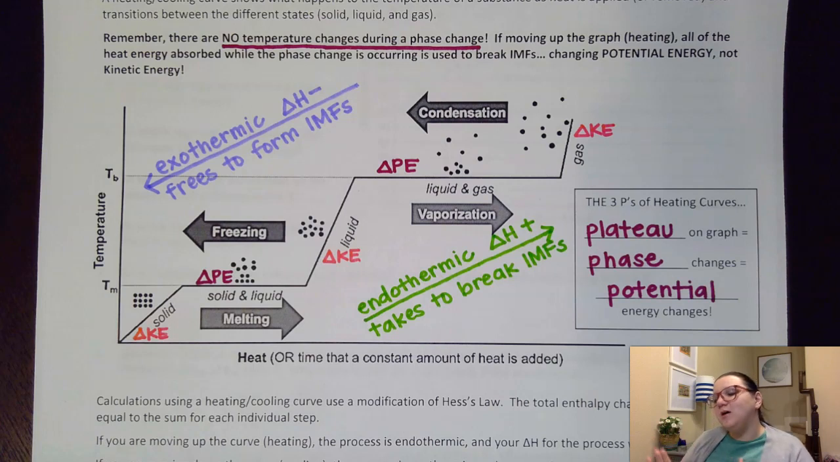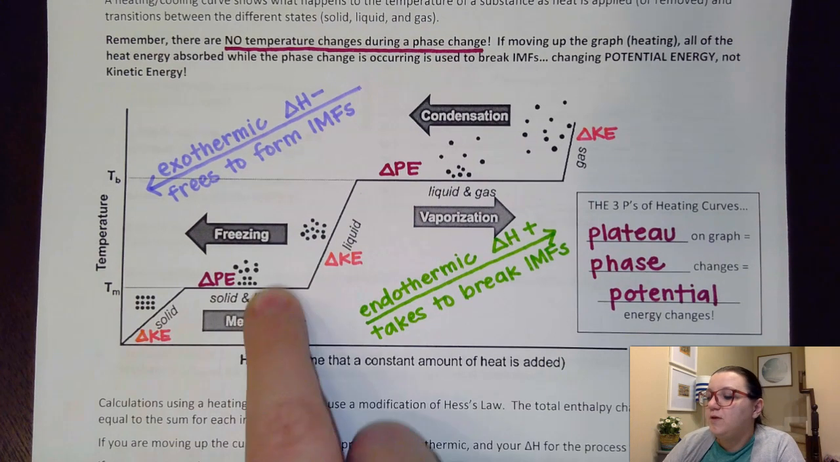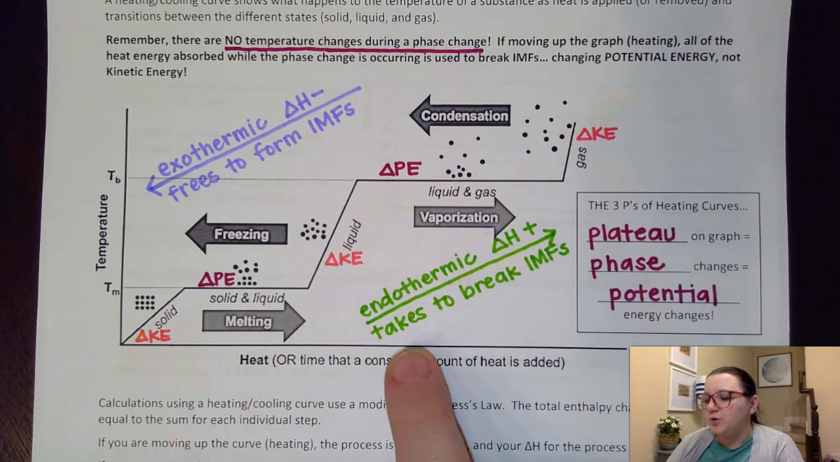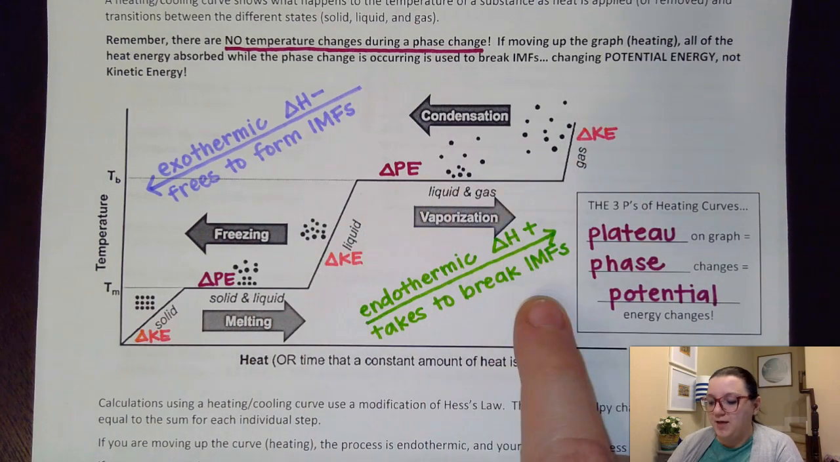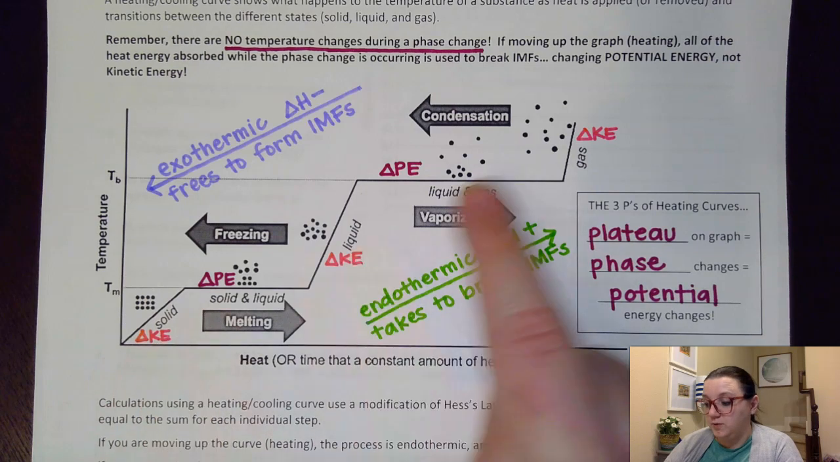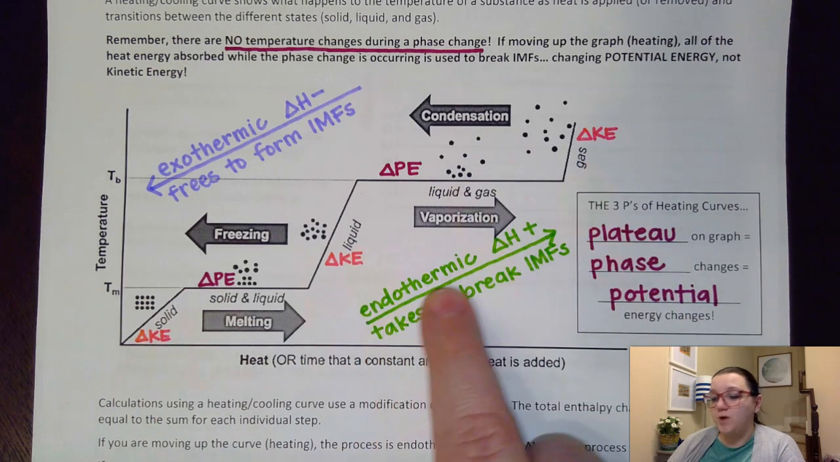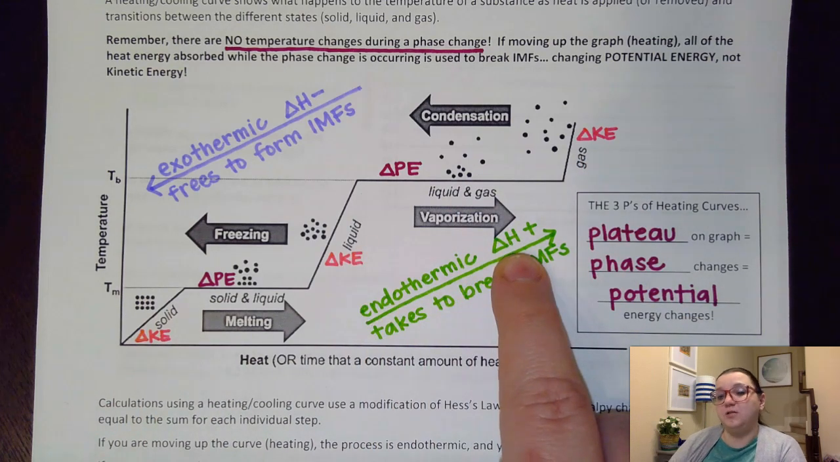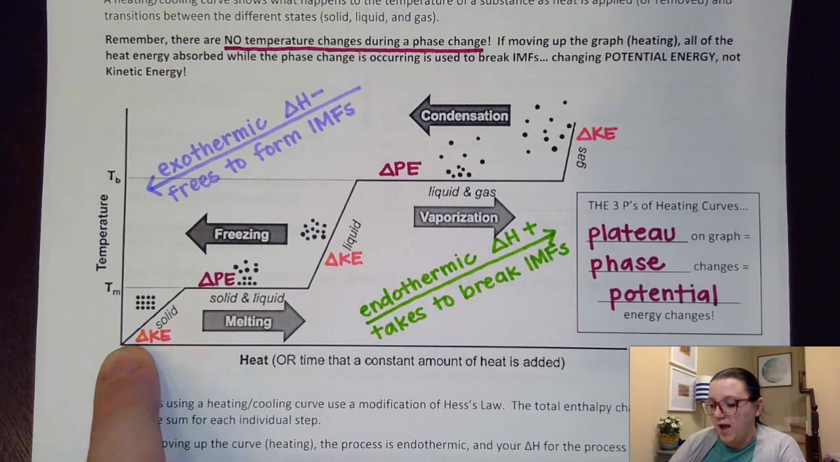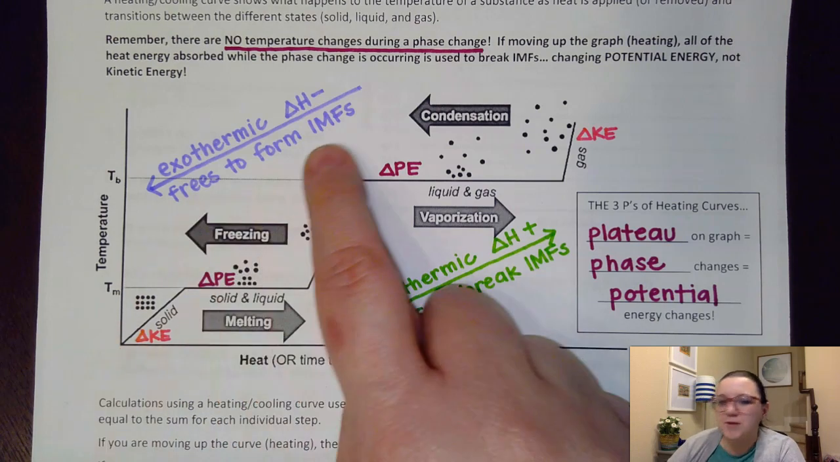Now, depending on if I'm moving up or down this graph will depend if my heat change overall is endothermic or exothermic. If I'm moving up this graph, then what I'm trying to do is overall break IMFs as I'm going from a solid to a liquid to a gas. And so therefore those processes would be endothermic and my delta H would be positive. If I'm moving down this graph, then I want to be removing heat because I'm forming IMFs.